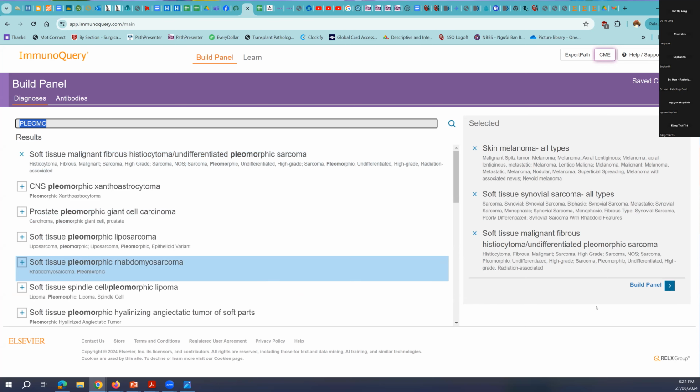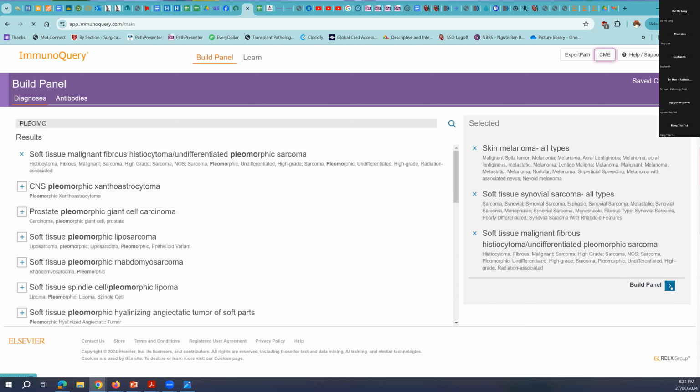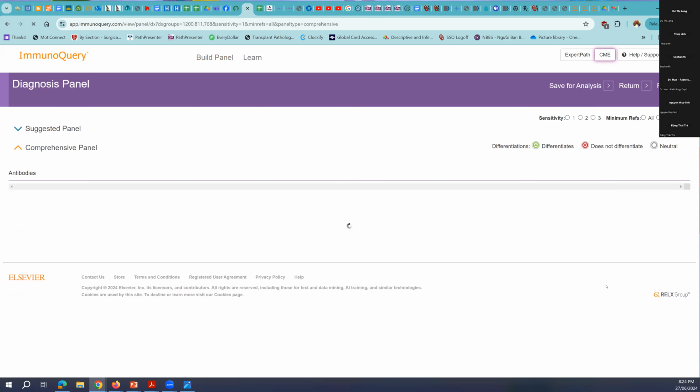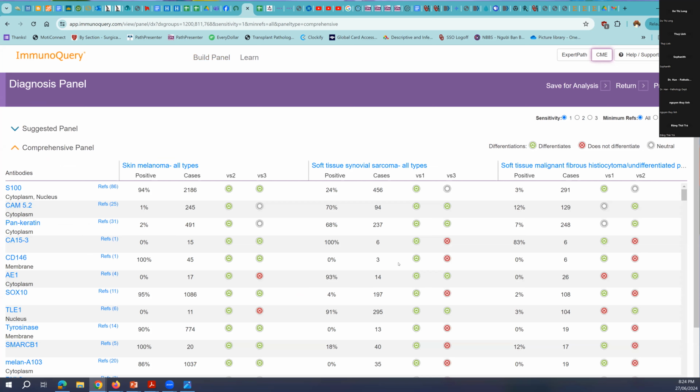We could put those 3 diagnoses in and then ask it to build a panel for us. And this will come up with how all or many of the various reported markers might interact in this tumor. So here you see S100, positive in melanoma. It's positive in 24% of synovial sarcoma, but only 3% of undifferentiated pleomorphic sarcomas. SOX10 is positive in melanomas, but negative in synovial sarcomas, and so forth.